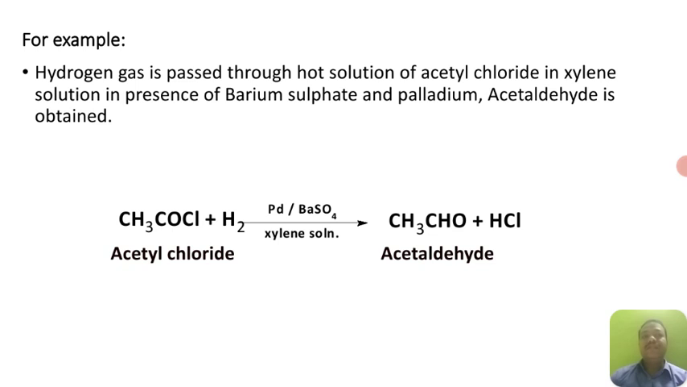So instead of subjecting it to the Rosenmund reduction, where the reaction condition is 140 degrees, we can use a different alternative reducing agent, lithium tri-tertiary butoxy aluminum hydride. By using this, we can easily convert acid chlorides into aldehydes. And the temperature condition is very low compared to Rosenmund reduction.